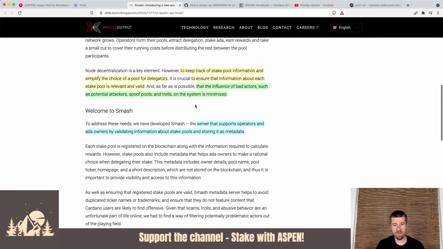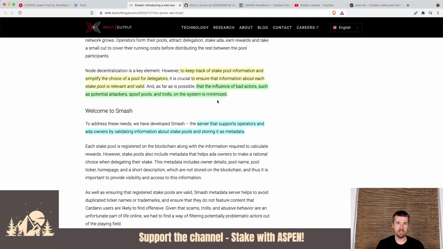The idea of Smash is a server that supports operators and ADA owners by validating the information about stake pools and storing it as metadata. The goal of this metadata is to keep track of stake pool information and simplify the choice of a pool for delegators. Additionally, the idea is to ensure that the information about each stake pool is relevant and valid, and, wherever possible, that the influence of bad actors such as potential attackers, spoof pools, and trolls in the system is minimized. So this makes sense.